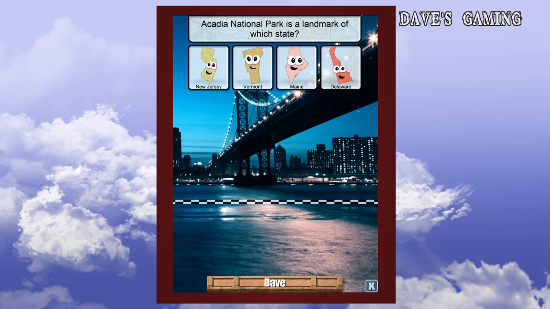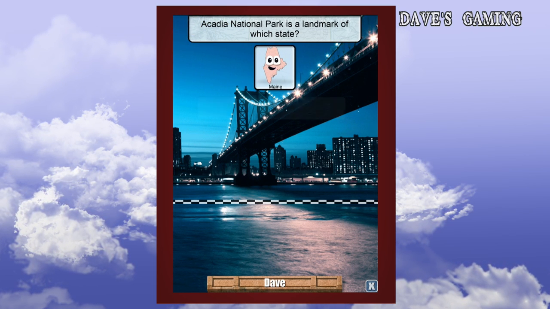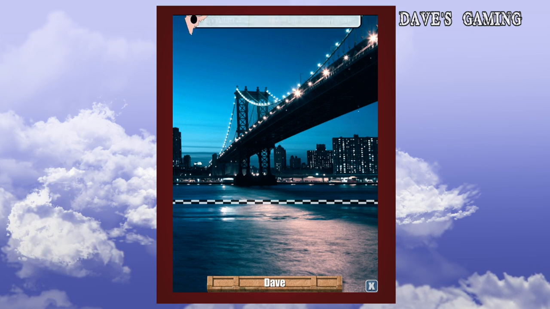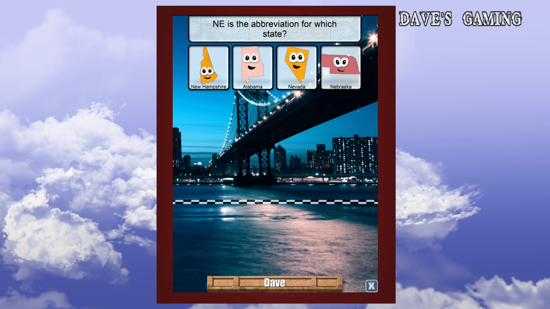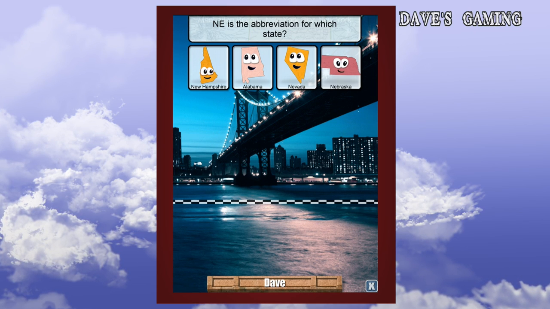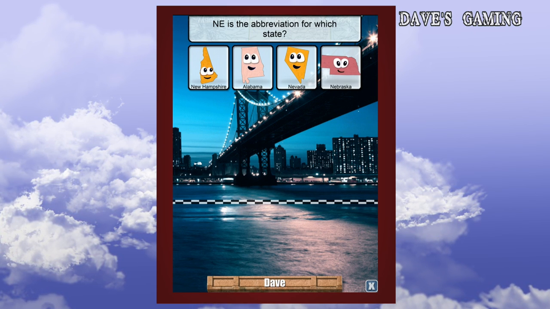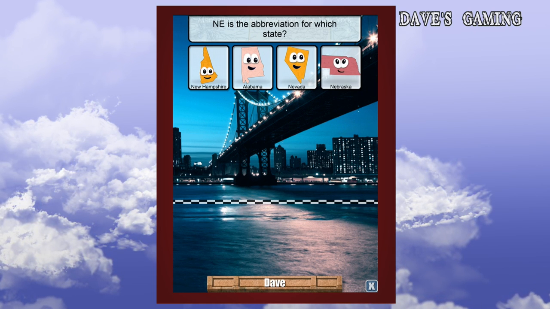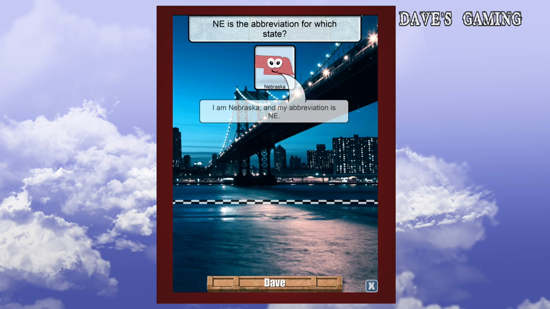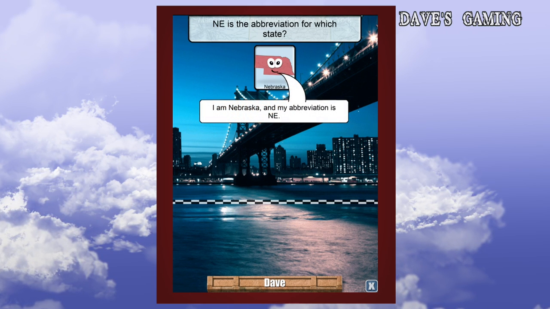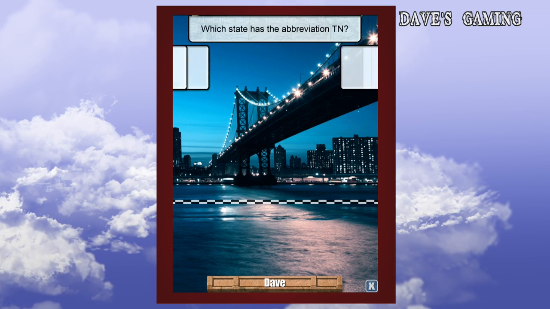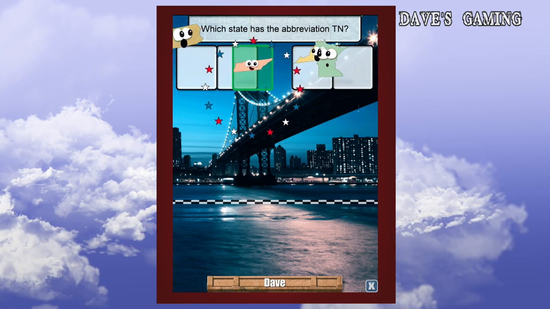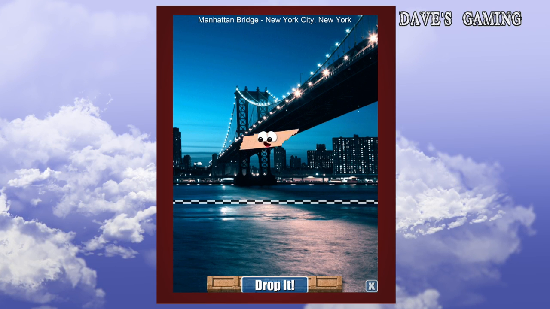Acadia National Park, a landmark, is located in which state? Maine. Damn it, that was very close. Vermont and Maine, they're close. NE is the abbreviation for which state? New Hampshire? Nebraska? Nevada? Look at this, it's so tricky. No, Nebraska. What do I know, huh? Which state has the abbreviation TN? Tennessee, of course. All right, let's see.